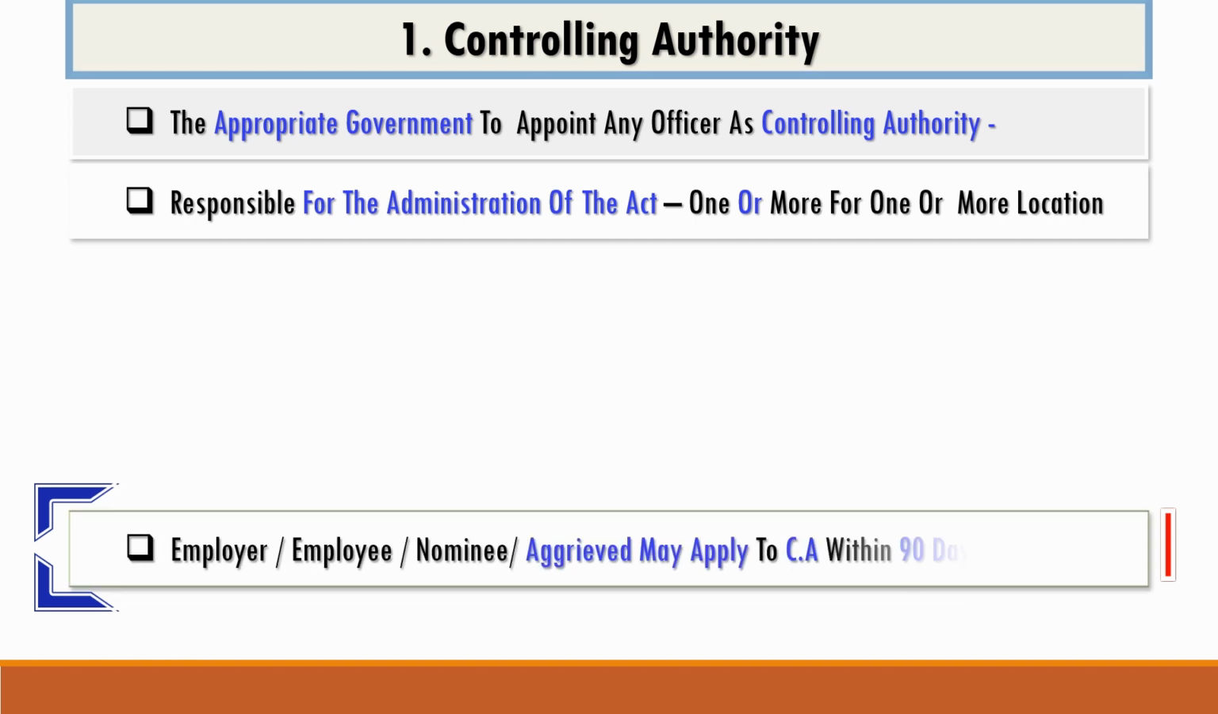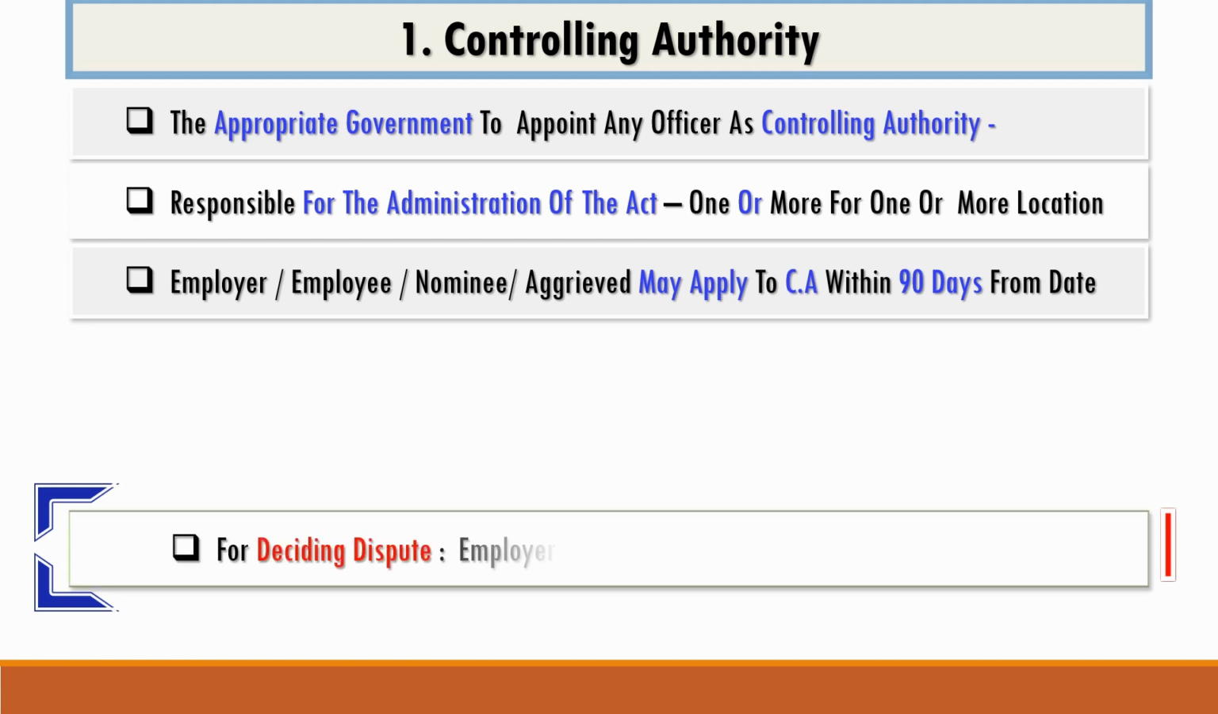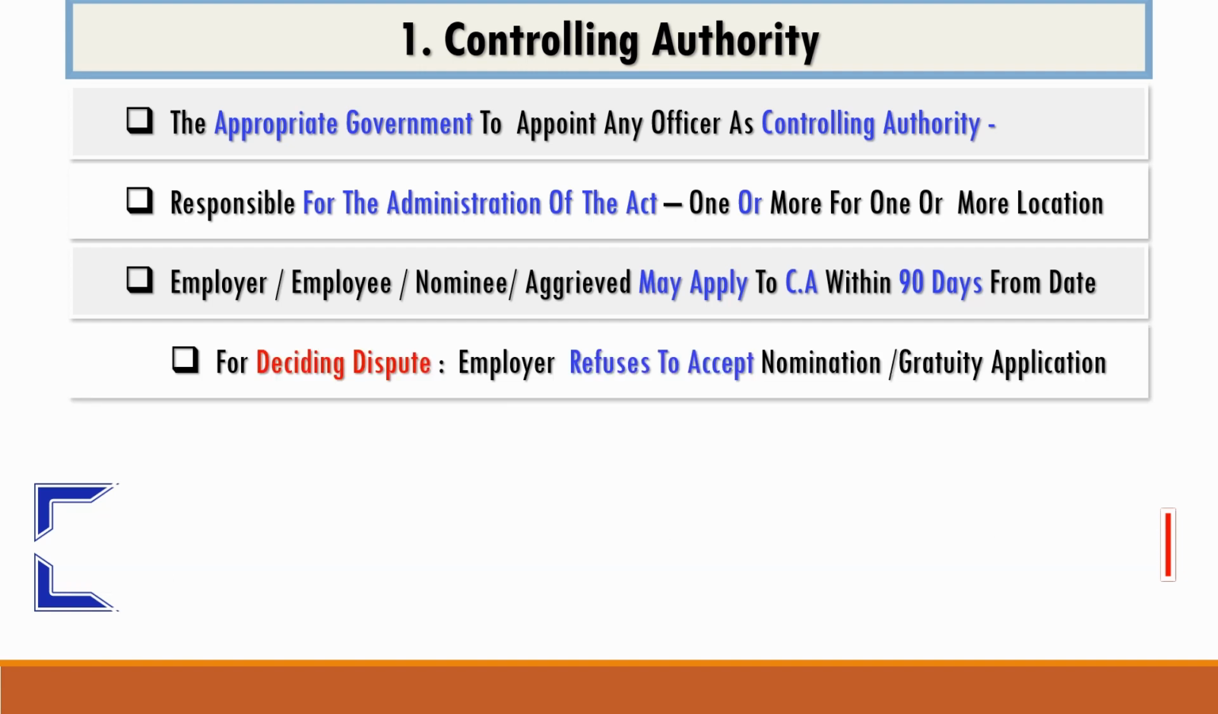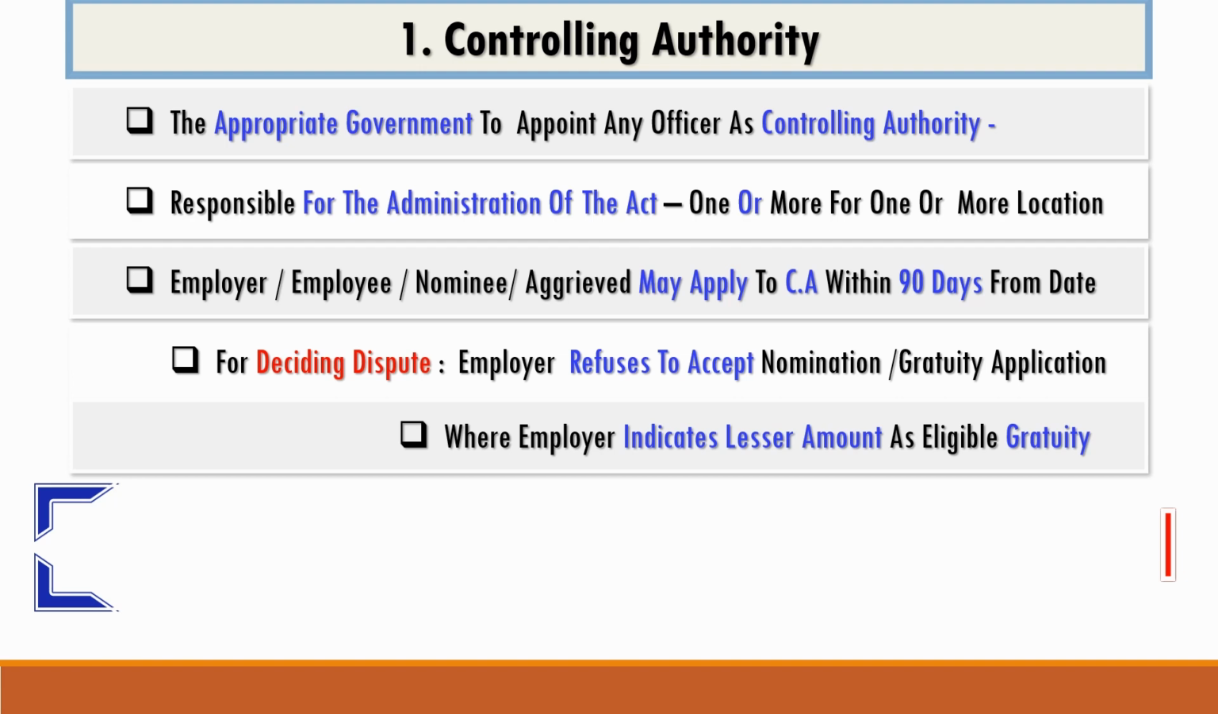Employer, employee, nominee or any other aggrieved person may apply to the controlling authority within 90 days for disputes involving refusal to accept nomination, refusal to accept a gratuity application, or where the employer indicates a lesser amount as eligible gratuity and similar matters.